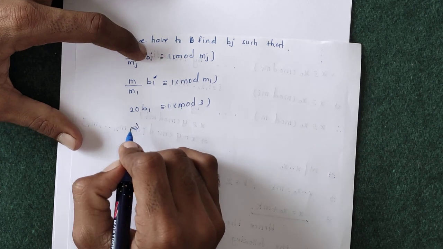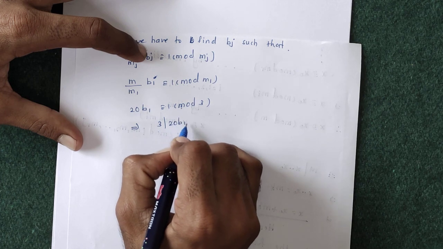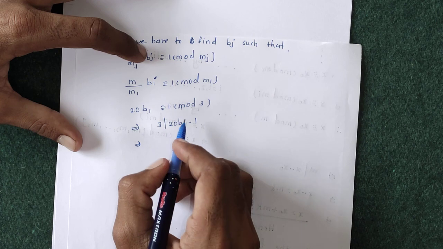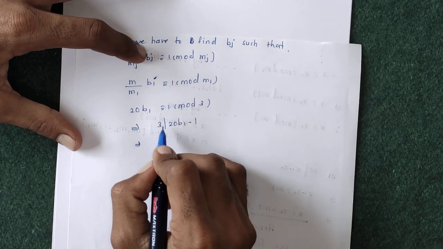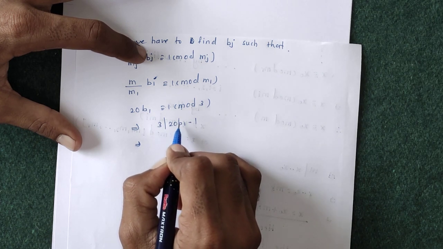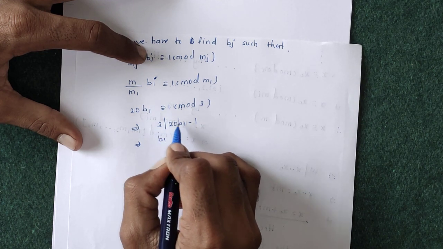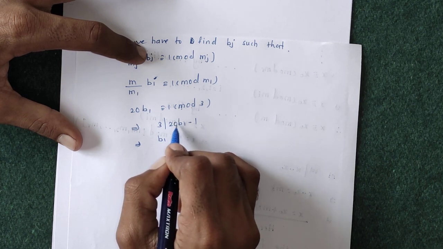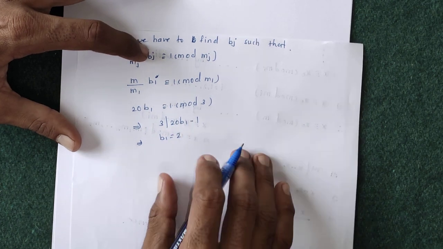Using the definition of congruence, we can write 3 divides 20 b1 minus 1. We can rearrange this: 20 b1 minus 1 is equal to 3k. If you take the value of b1 equal to 1, then 20 minus 1 is 19, which is not divisible by 3. If you take b1 equal to 2, then 20 into 2 is 40, 40 minus 1 is 39, and 3 divides 39. So b1 is equal to 2.